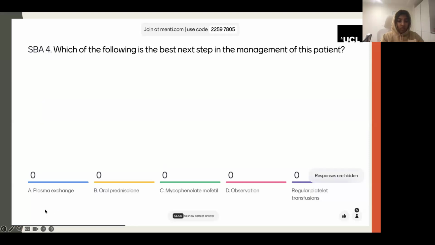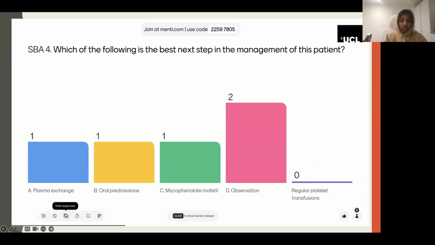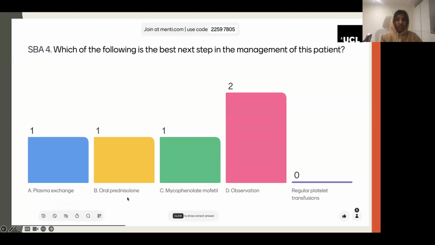Okay, let's see what everyone put down. Interesting, there's such a big split. Two of you said observe. Some people said plasma exchange. Someone said oral prednisolone. Someone said mycophenolate mofetil.